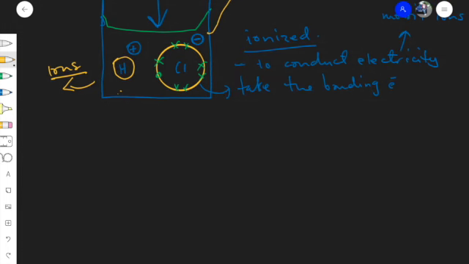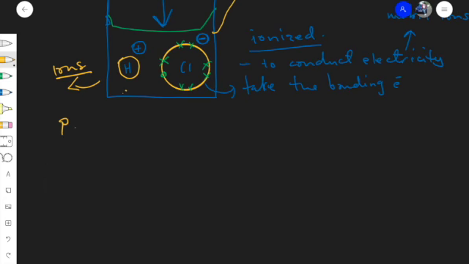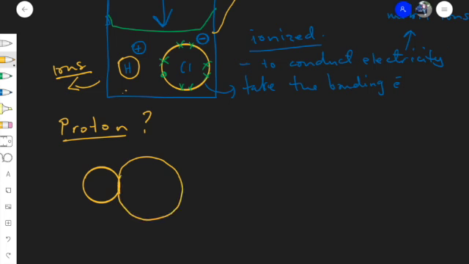So, what about the proton thing? Where does it come from? Why do we say proton? It is a proton donor. Why do we say that it is a proton donor? Where does the proton come from? So let's go back to our hydrogen chloride.